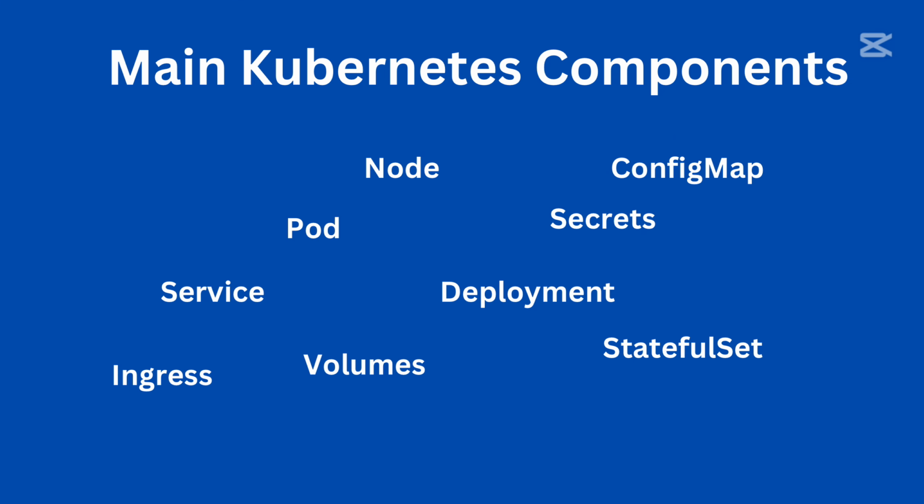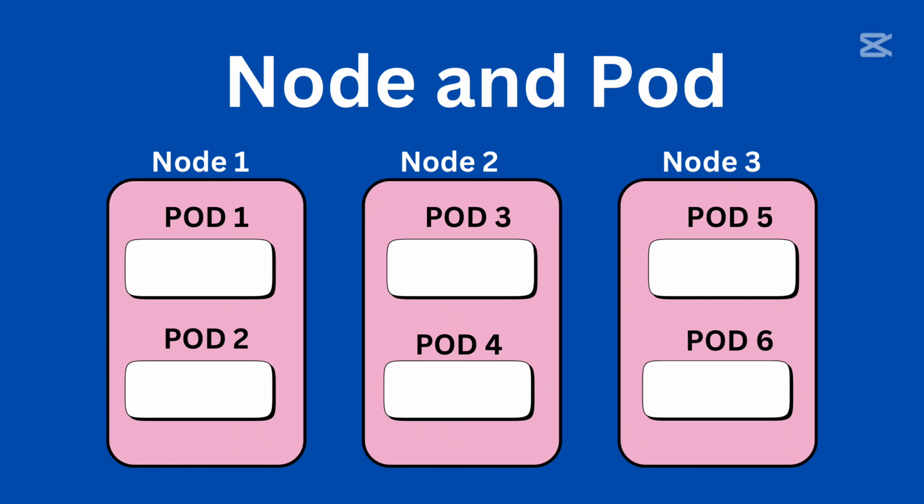Today, we're diving into the world of Kubernetes. We'll break down the main components, like pods, nodes, services. Kubernetes has at least one master node and one or more worker nodes. It's recommended to have at least 3 worker nodes for better performance, reliability, and to avoid service loss.